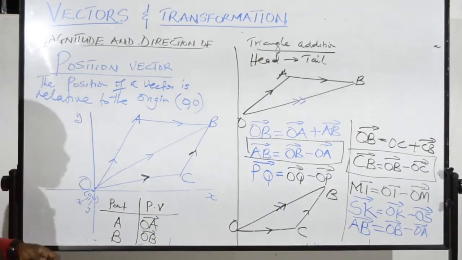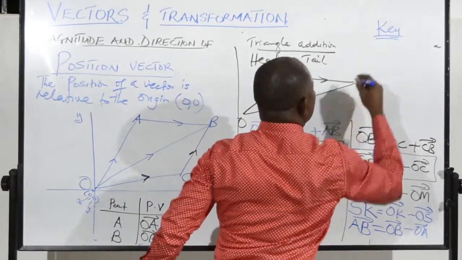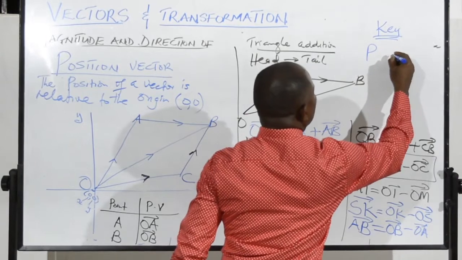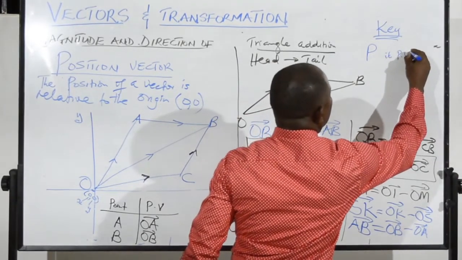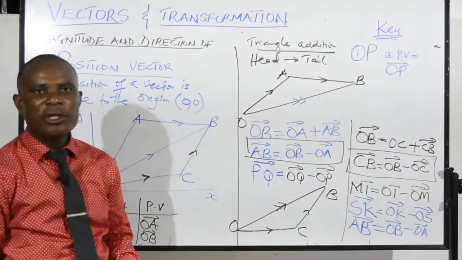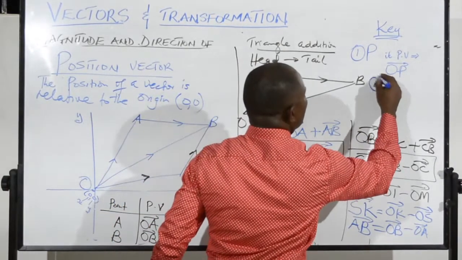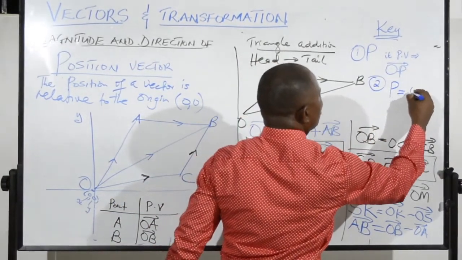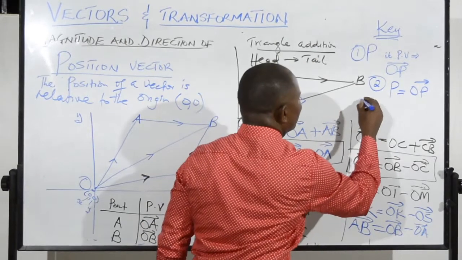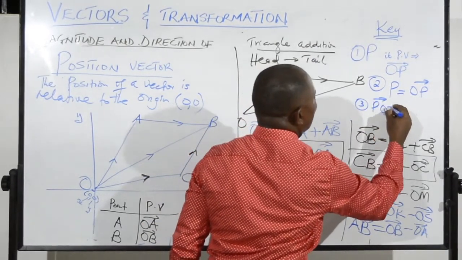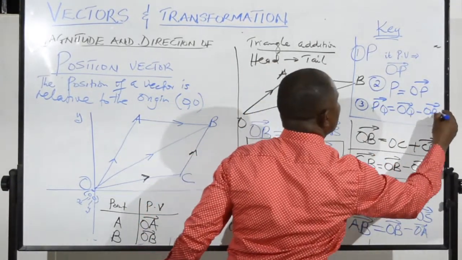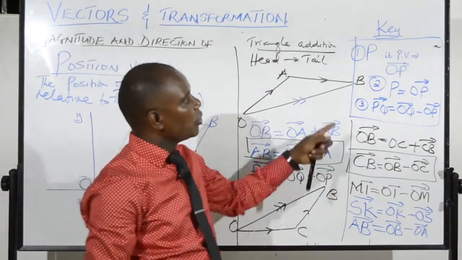When you're finding the position vector of key points, first you must know that if the vector is P, its position vector is OP. That is rule number one. Number two, the vector P must also equal OP. That's another rule you have to figure out. And rule number three, if the vector is PQ, then I have to ensure that it is OQ minus OP. These are the three rules you're going to use to solve the problem.